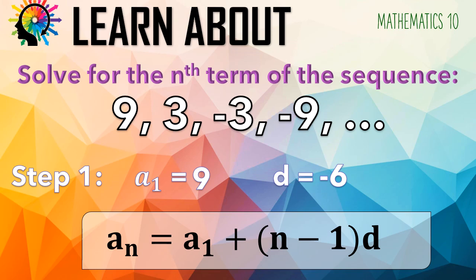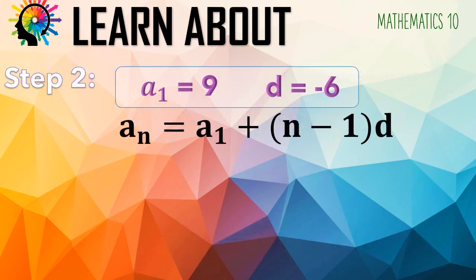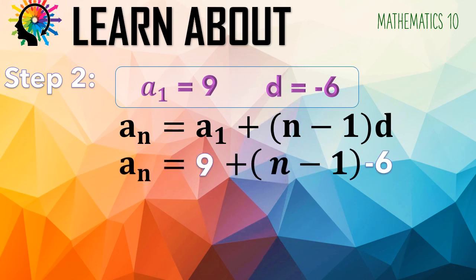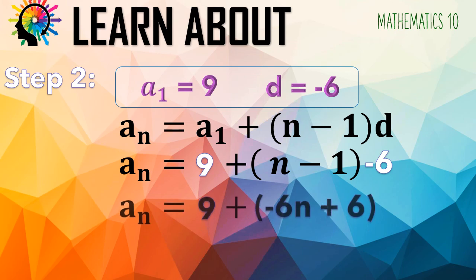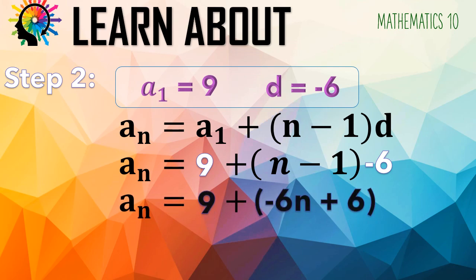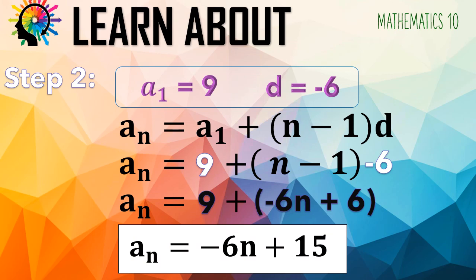Then, of course, we are supposed to substitute already. So a sub 1 is 9, d is negative 6, and then same process, you will have the distributive property. So negative 6 times n is negative 6n, and negative 1 times negative 6 is positive 6. Then combining like terms, we will have positive 15, and negative 6n must be written first. Therefore, our final answer is a sub n equals negative 6n plus 15.